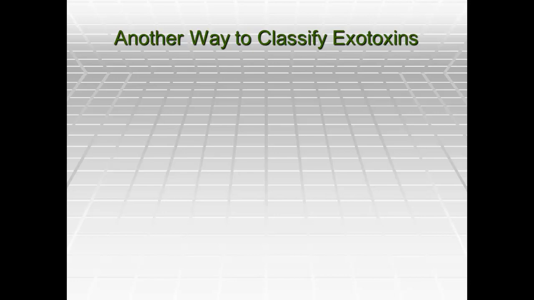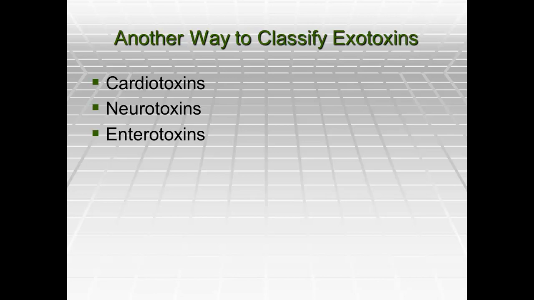Another way to classify exotoxins: cardiotoxins attack heart cells, neurotoxins attack nerve cells, enterotoxins attack the lining of the GI tract, hepatotoxins attack the liver cells, and leukotoxins attack the leukocytes.